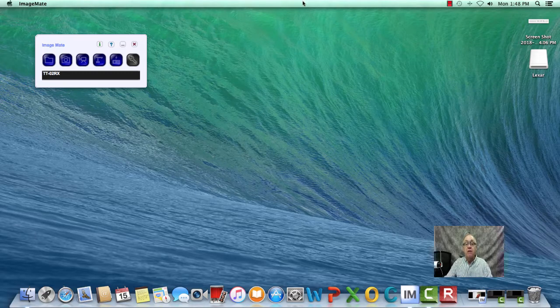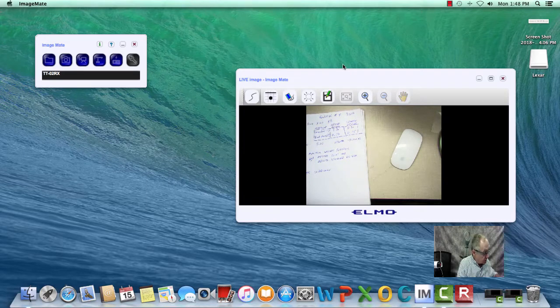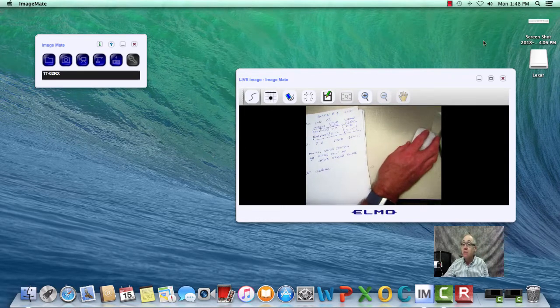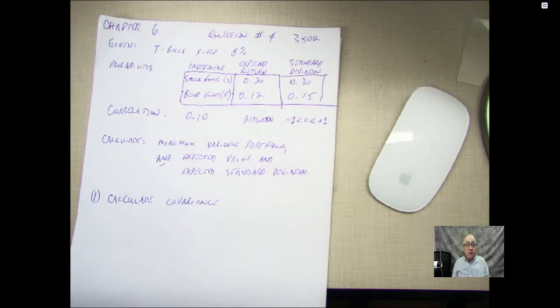Students, Business 3502, Investments. We're looking at Chapter 6, Calculating Optimal Risky Portfolios, starting with question 4. Let's make our screen full size and explain what we're given and what the questions are.